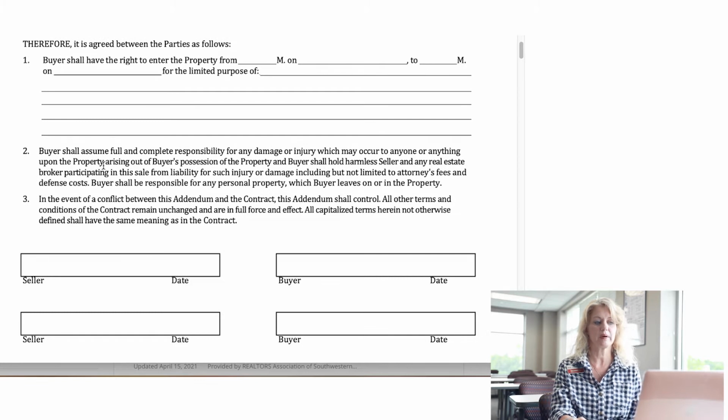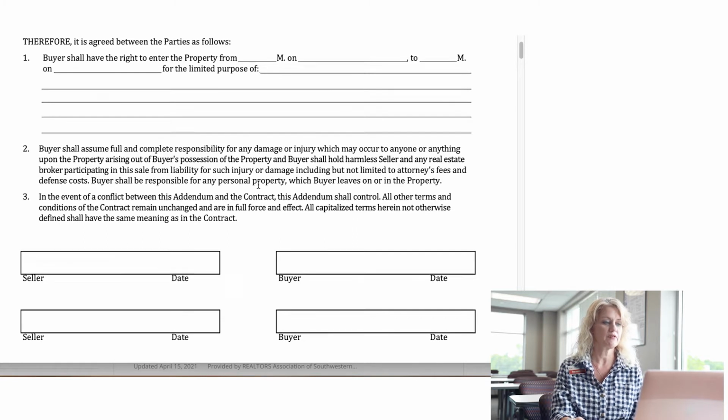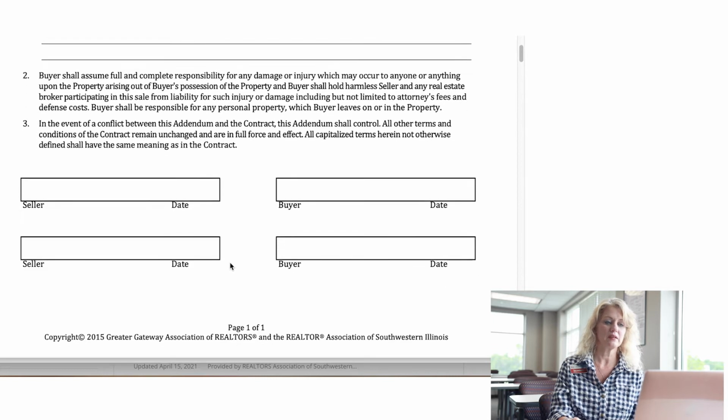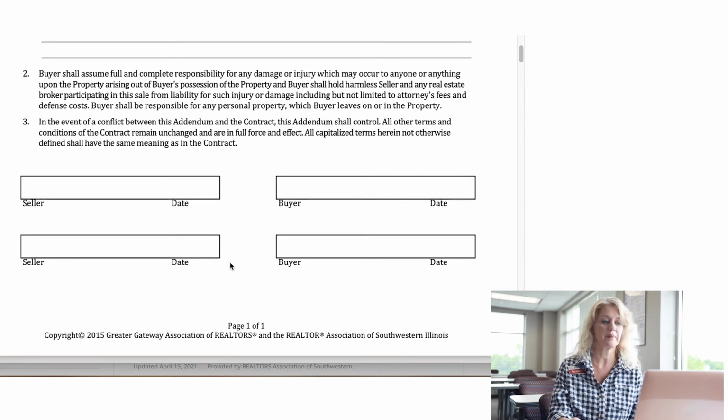Paragraph 2 says that the buyer assumes full and complete responsibility for any damages or injury that may occur. And then paragraph 3, in the event there's a conflict of this addendum and the contract, then the addendum shall control, and then all other terms of the original contract do remain. But this addendum would supersede once it's signed and agreed upon by all parties. Again, that may be, like, to store personal property on the property.